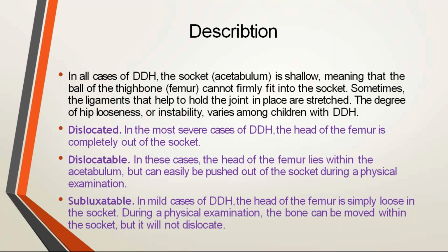As I told you, the different terms are dislocated, dislocatable, and subluxatable. These are the different terms used to define DDH. Dislocated: this is the severe form of DDH where the head of the femur is completely out of the socket. Dislocatable: in this case, the head of the femur lies within the acetabulum, but it can easily be pushed out of the socket during physical examination. Subluxatable: this is the mild form of DDH where the head of the femur is simply loose in the socket. It keeps moving in and out of the socket.